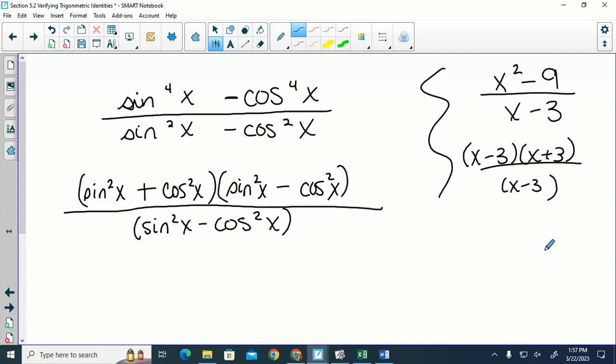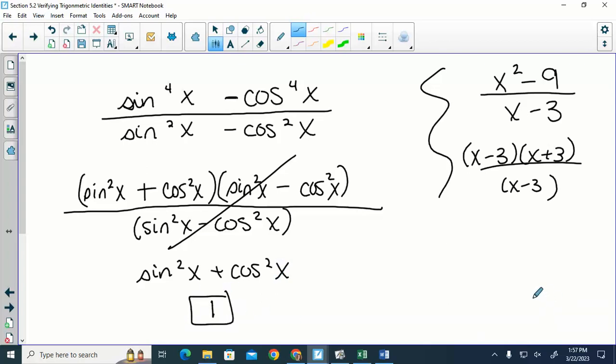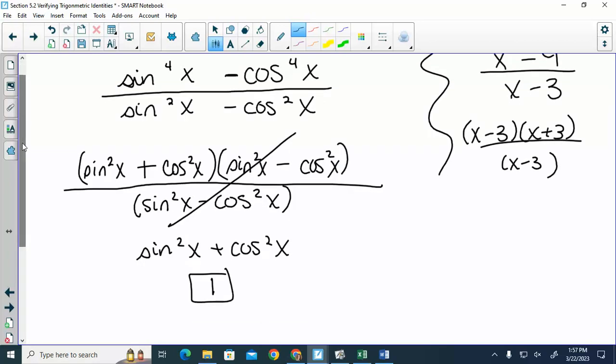Is this helpful right now? Yeah, because it's all one term, so we could cancel. So we have sine squared x plus cosine squared x, which is... okay.